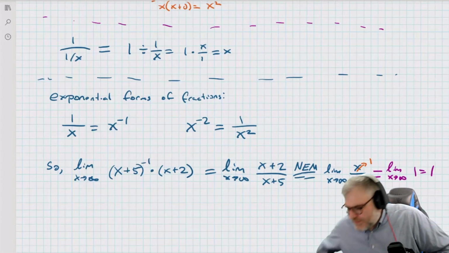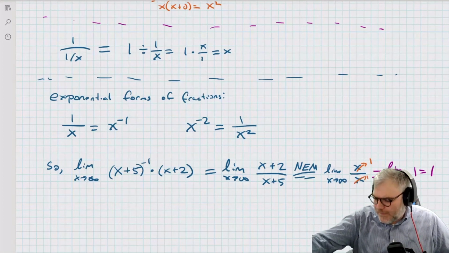As you can see, my battery's getting low. Let me put the plug back in it.